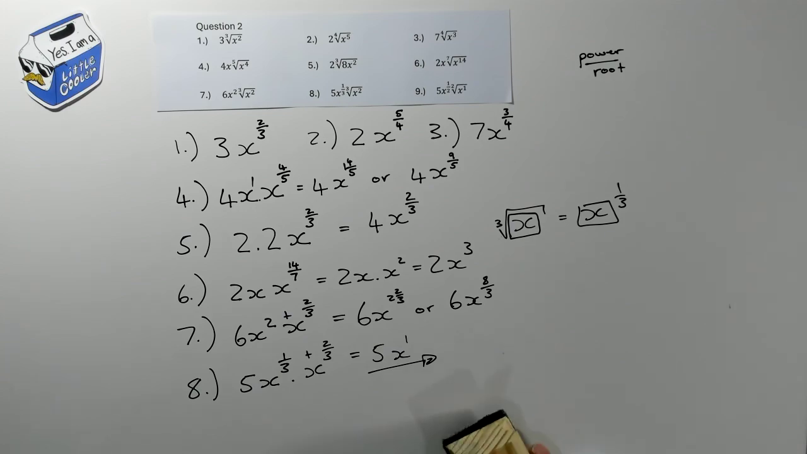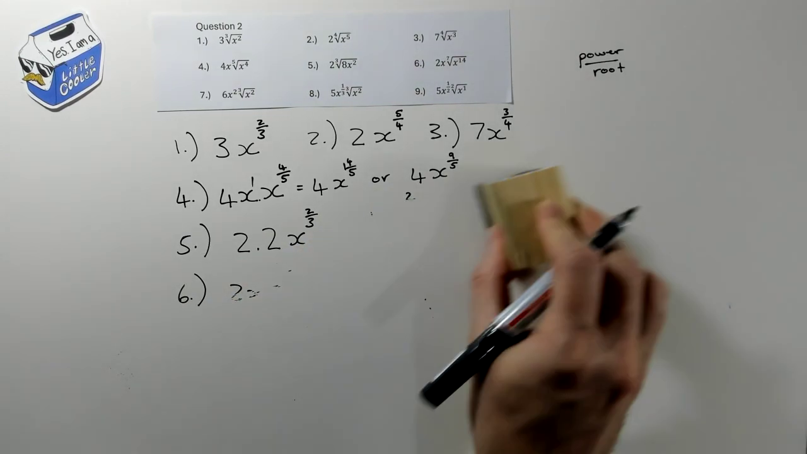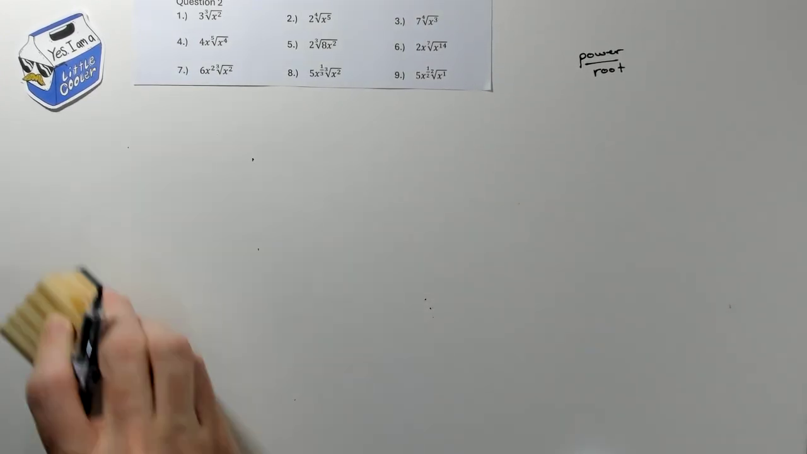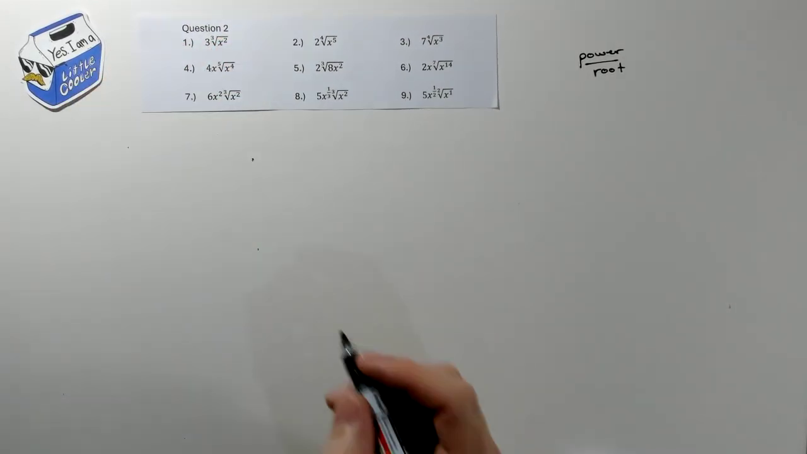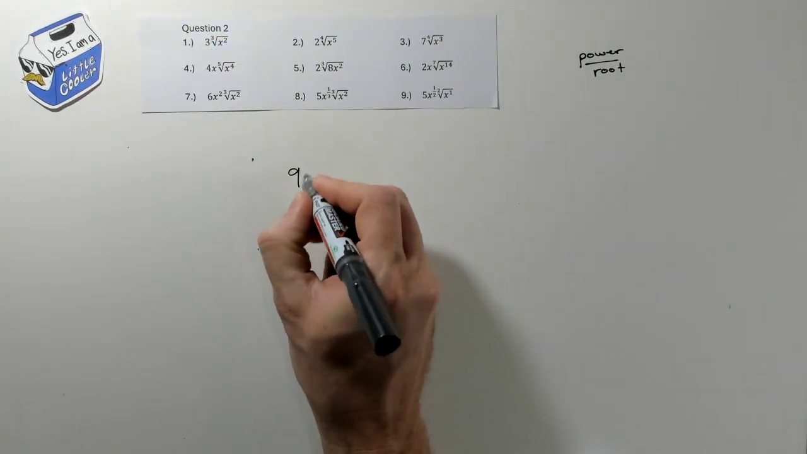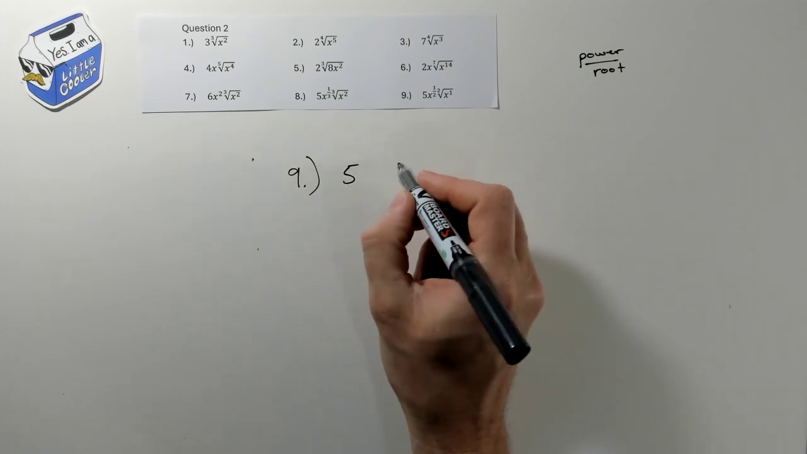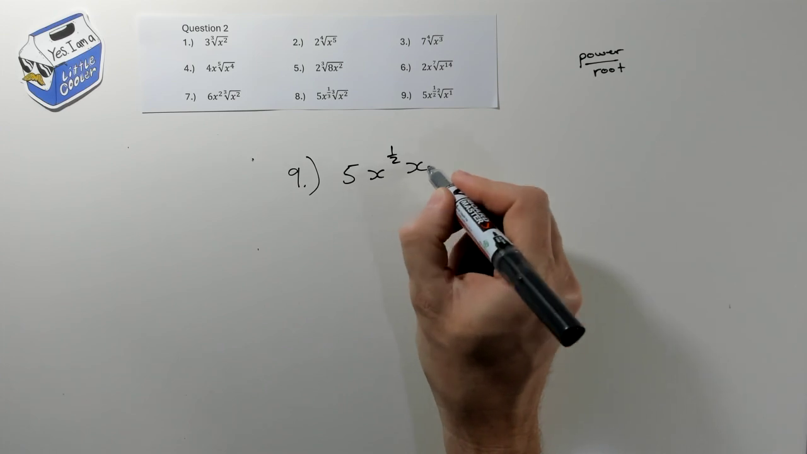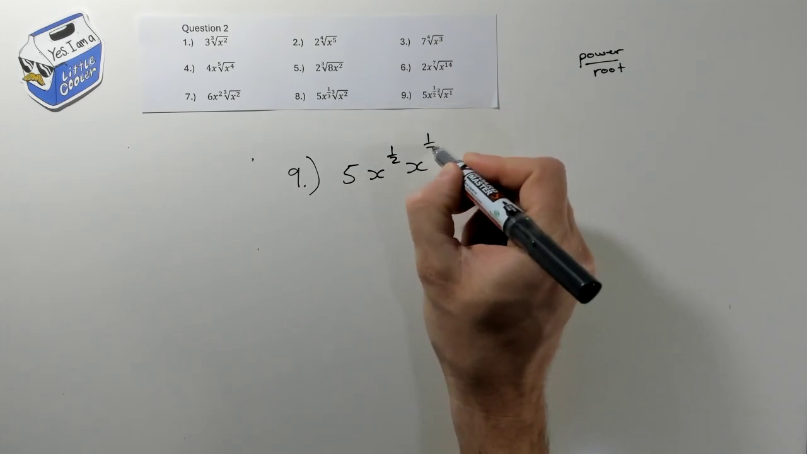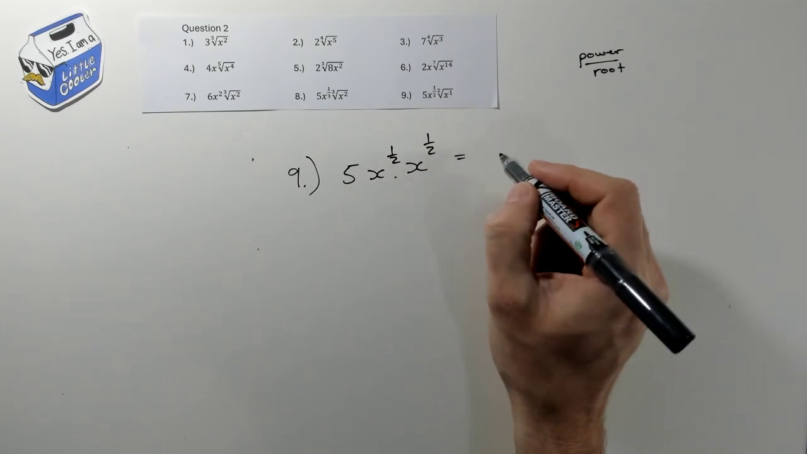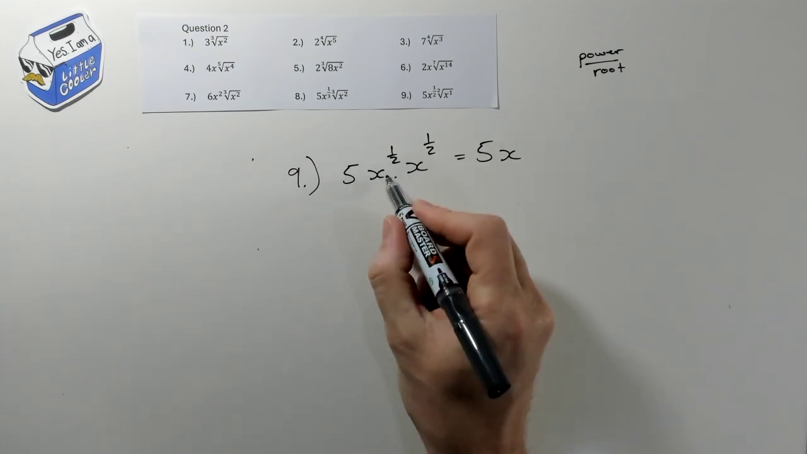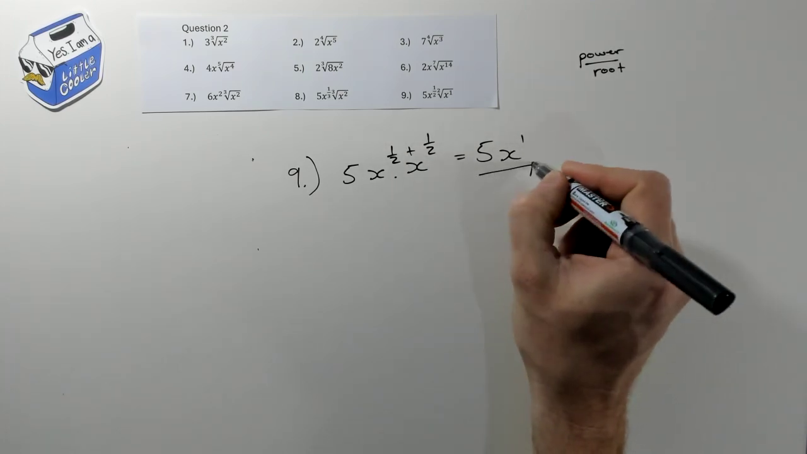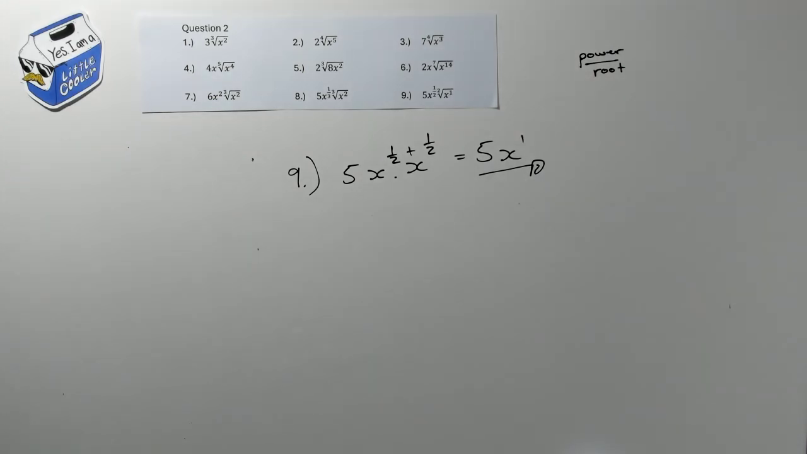Okay, and then for 9, I'm just going to rub all this out. There we go. Let's take a look at number 9. I have 5x to the power of a half, and then x to the power over root, 1 over 2 again. And this just becomes 5x. A half plus a half is 1. I don't have to write the 1, but yeah, 5x. Cool. See you in the next video.